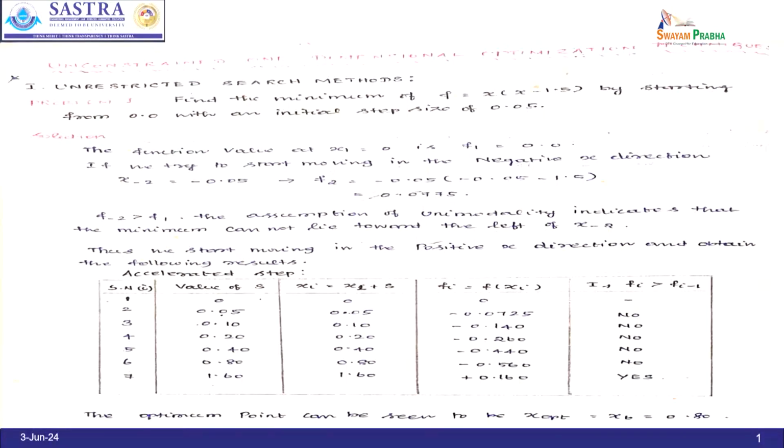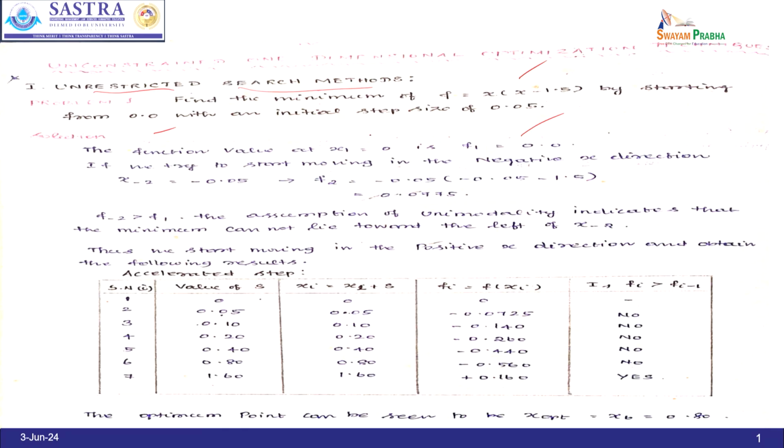We are going to discuss unconstrained one-dimensional optimization technique, unrestricted search methods. We are going to directly do the problem. Find the minimum of f(x) = x(x - 1.5) by starting from 0 with an initial step size of 0.05. Now we have a solution.